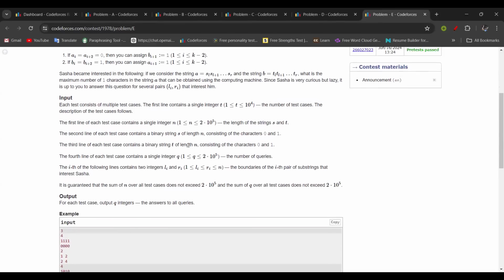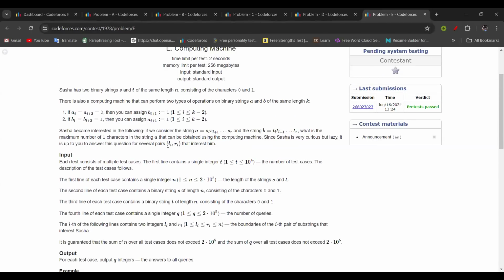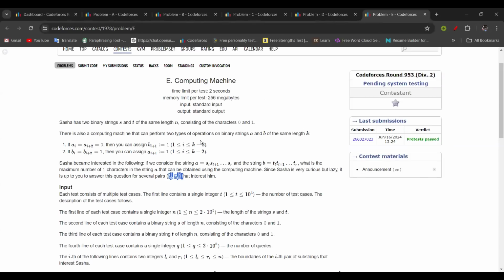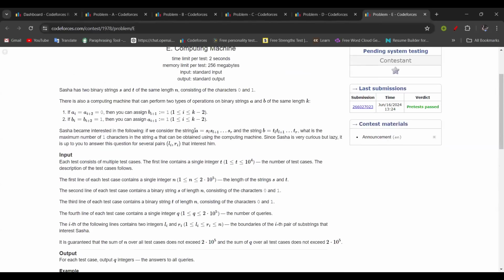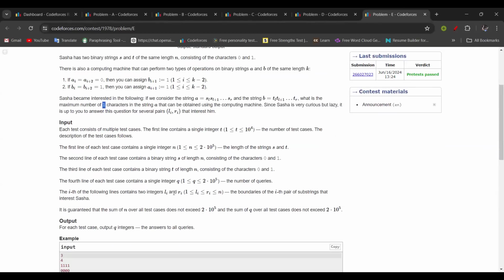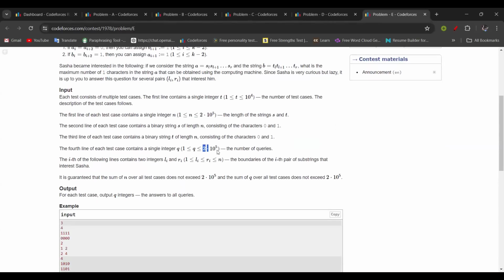So we are given q queries here. In every query, we are given l and r, and we have to find, for the substrings from l to r, the substring of S would become a and the substring of T would become b. Among these two substrings a and b, if you can perform these operations, what's the maximum number of one characters you can get? You have to answer that for each query. You are given a string of length n, which is 2e5, and then you have 2e5 queries.